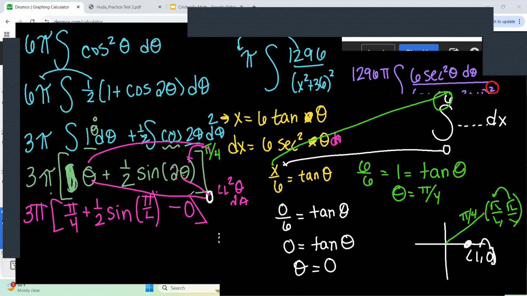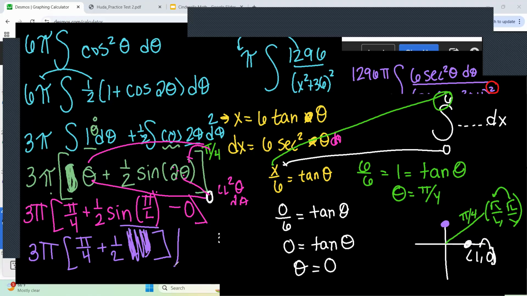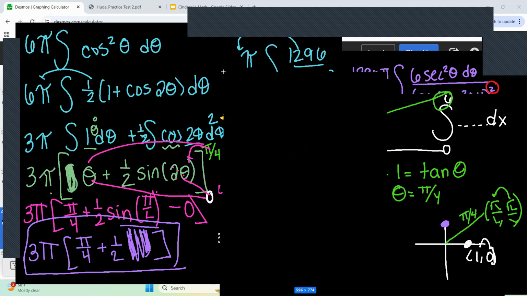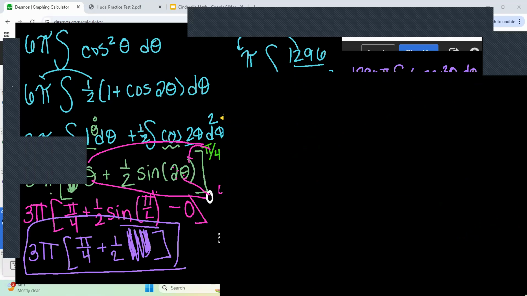It's just 0. Okay, so now we're at 3 pi. And then sine of pi over 2. Well, pi over 2 is right here. What's that y value? 1. So that would be pi over 4 plus 1/2 times 1. And then who cares about timesing by 1, right? That's just going to go away. Because 1 times 1/2 is 1/2. Answer. Okay. That is the volume of our thing revolved around the x-axis.